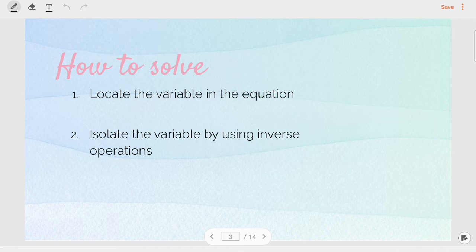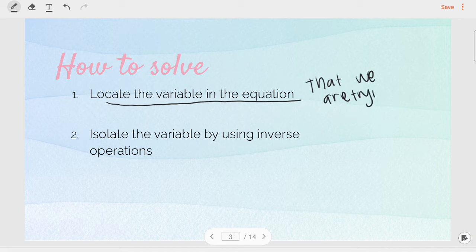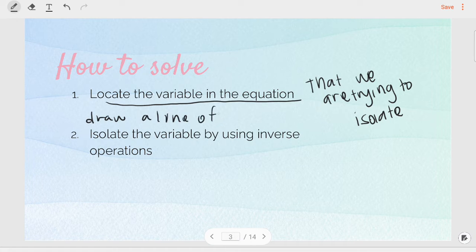How do you solve them? Well, we solve them like any other equation. First, we locate the variable in the equation that we are trying to isolate. This isn't included in our steps, but we also draw a line of balance. And what we do to one side of the equation, we're going to do to the other.